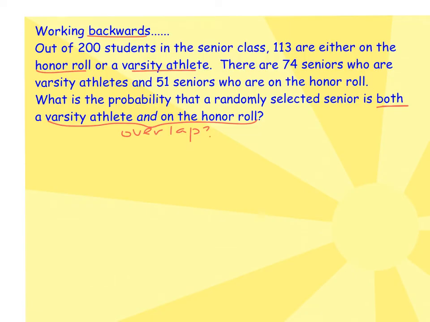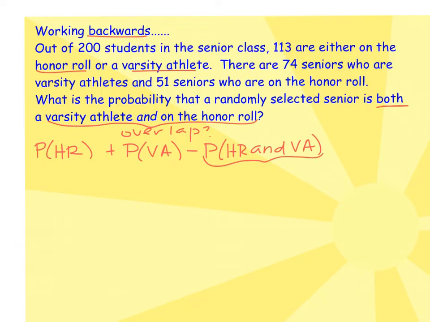Well, we have 2 scenarios here. We have honor roll students and varsity athletes. If we follow our definition for overlapping events, we would take the probability of selecting a student on the honor roll plus the probability of selecting a student who's a varsity athlete, and then we subtract out the probability of both happening. And this is what we're actually solving for. This is why we're working backwards here. This is what we want to find. And that should equal the probability of having one or the other.